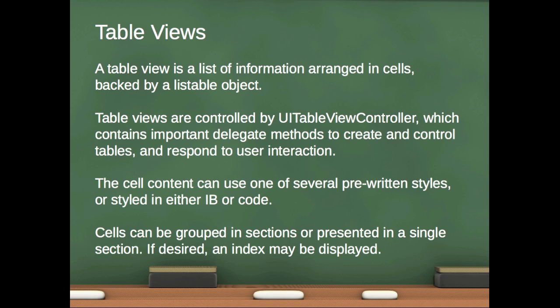We group the cells. We can either have one section in a table view if we want just one contiguous table view, or we can group those cells into sections, and then each section can have a header or a footer or both. So we can also apply an index, if we want, to the grouping of cells.